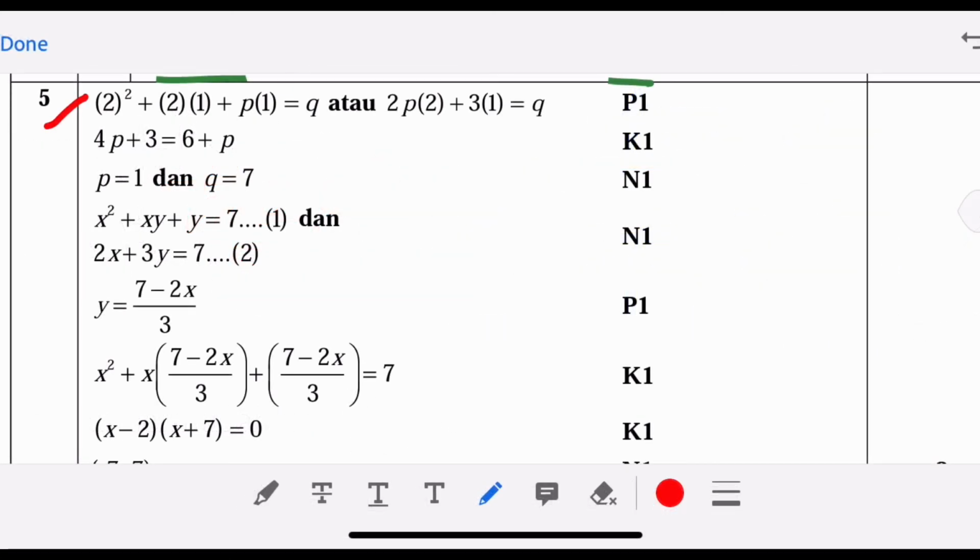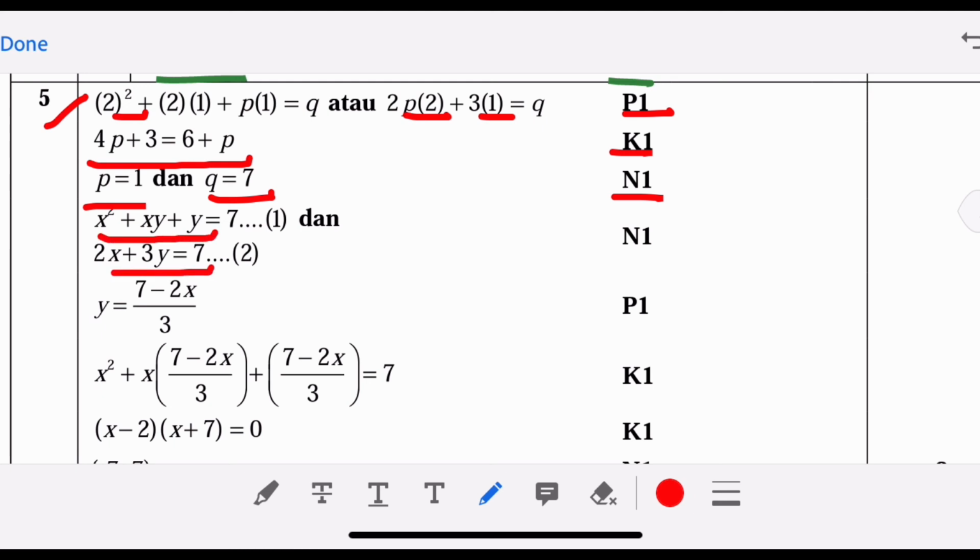Study the marks. So substitution. Alright, substitution gets 1 mark. P is a knowledge mark. Then after that, you simplify. Your P is 1, Q is 7 and 1.